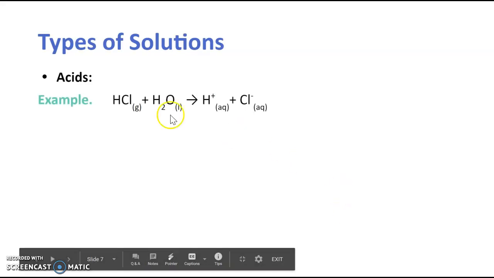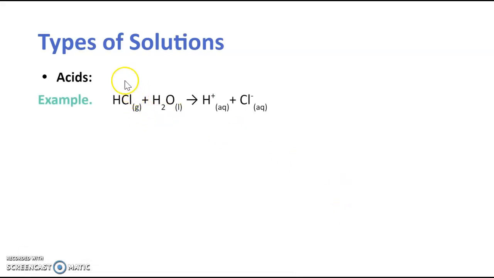Acids are another common type of solution. We worked a lot with HCl, so hydrochloric acid, sulfuric acid, phosphoric acid in our labs. If you have HCl, which naturally occurring HCl is actually a gas, and then we dissolve it in water, that produces a hydrogen ion that's aqueous in solution and a chlorine ion that's aqueous in solution.